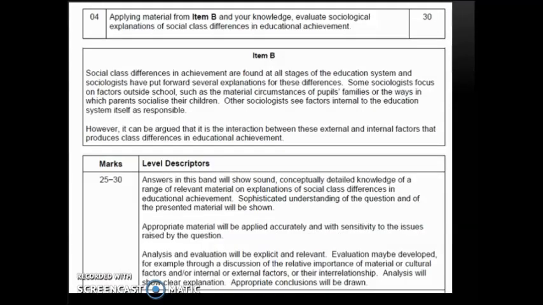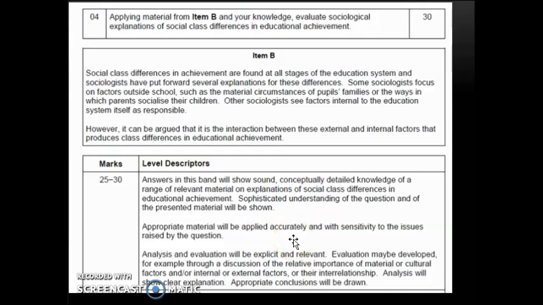Now we're getting to the biggie. Okay, so we've got question 4, apply material from Item B and your knowledge, evaluate sociological explanations of social class differences in educational achievement, which students were mega pleased to have a 30 marker on class and achievement, and Kate was one of them. Okay, so you're asked, in this top band, to have sound, conceptually detailed knowledge of a range of relevant material on social class differences in educational achievement, sophisticated understanding of the question, and the presented material will be shown, so reference to the item also.